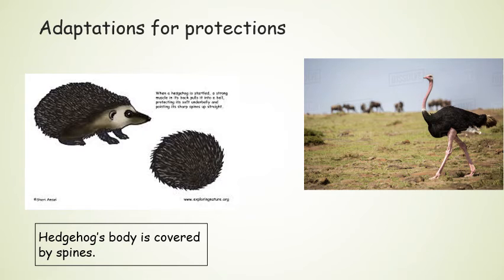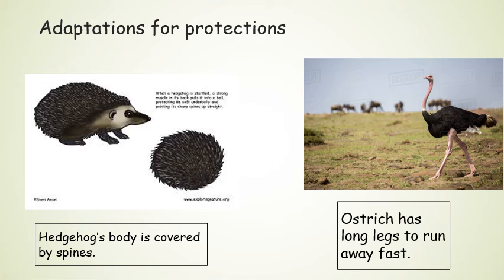Another example, as you notice, this ostrich has long and strong feet that allow it to run very fast in order to escape or run away from enemies. So the ostrich has long legs to run away fast. These are adaptations for protections, like the spines of the hedgehog and the long legs of the ostrich. They are characteristics that help the animal to survive in its environment by protecting it against enemies.